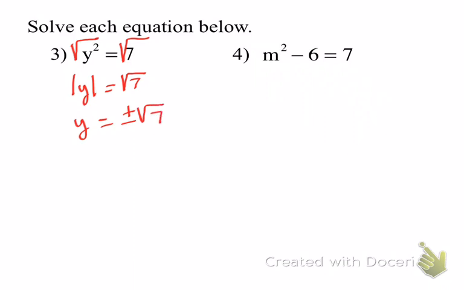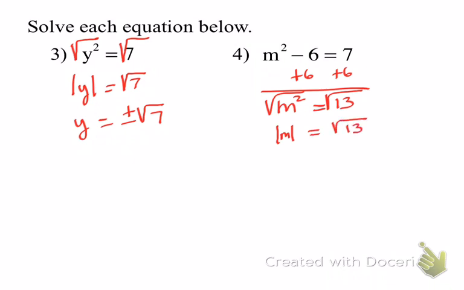How would I do the next one? Add 6, add 6. M squared equals 13. Take the square root. Absolute value of m equals the square root of 13. M equals plus, I'm not done, plus or minus the square root of 13. Do not shut your journal. Pencil should be in hand.